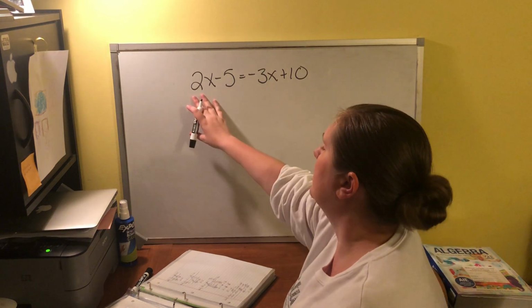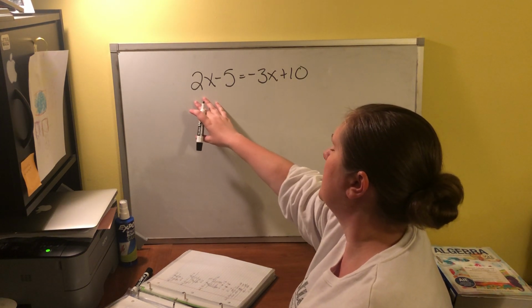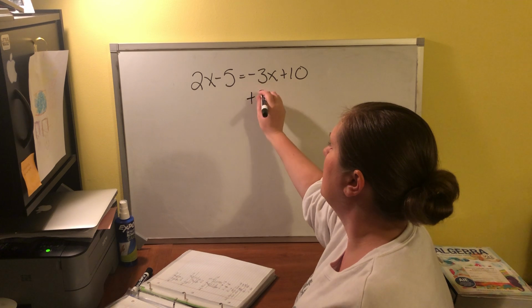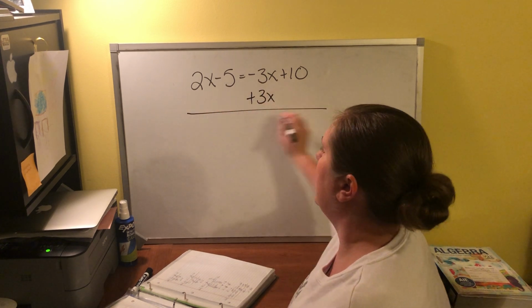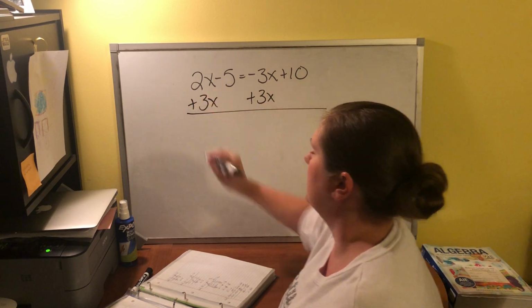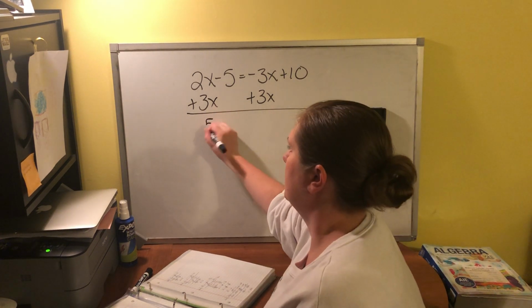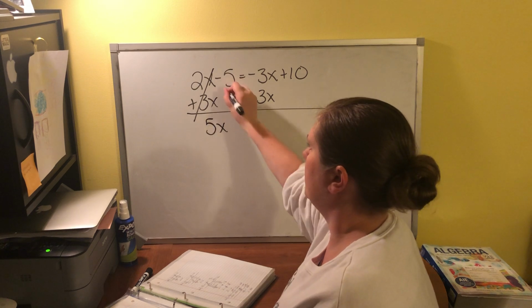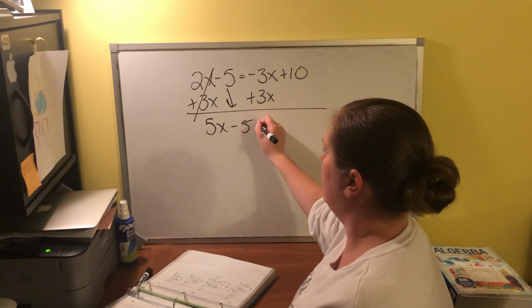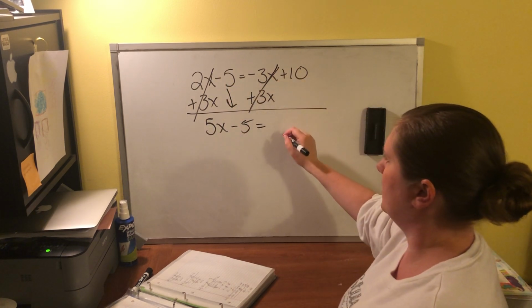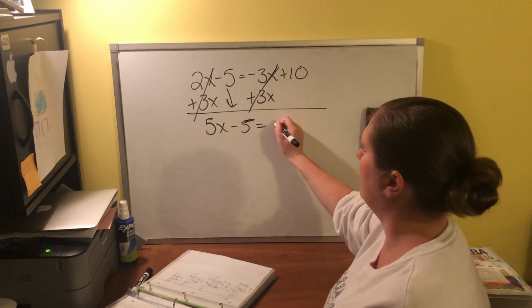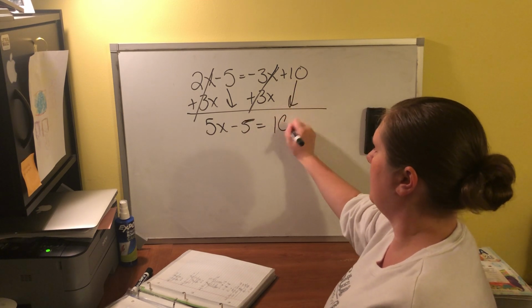So I'm going to go ahead and move the 3x over first to the left-hand side. So this is a negative 3x. So we are now going to add 3x to both sides. So now I'm going to take 2x plus 3x to get 5x. I'm going to bring down that minus 5 equals, well, negative 3x plus 3x cancels and becomes 0. And I'm going to go ahead and bring down that positive 10.